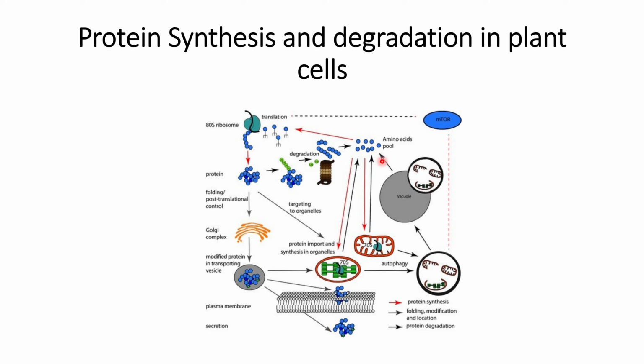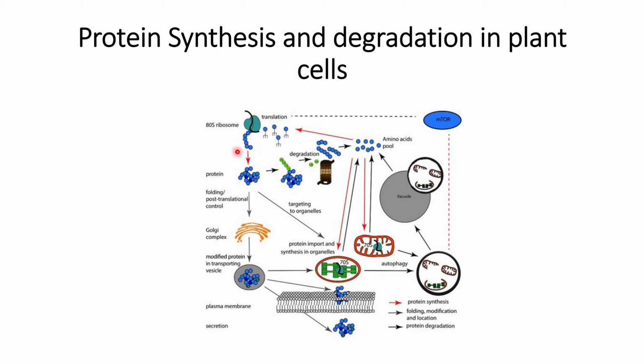So we will start with the pool of amino acids that are present in the cytosol. Consider this as the cytosol. From the pool of amino acids, first the translation of the mRNA occurs with the help of the ribosome, so that this pool of amino acids will form a chain of amino acids following the sequence that is present in the mRNA.